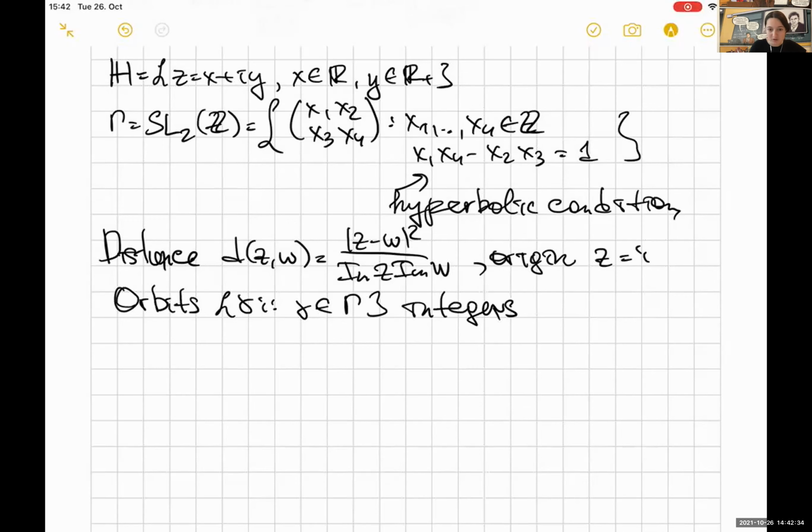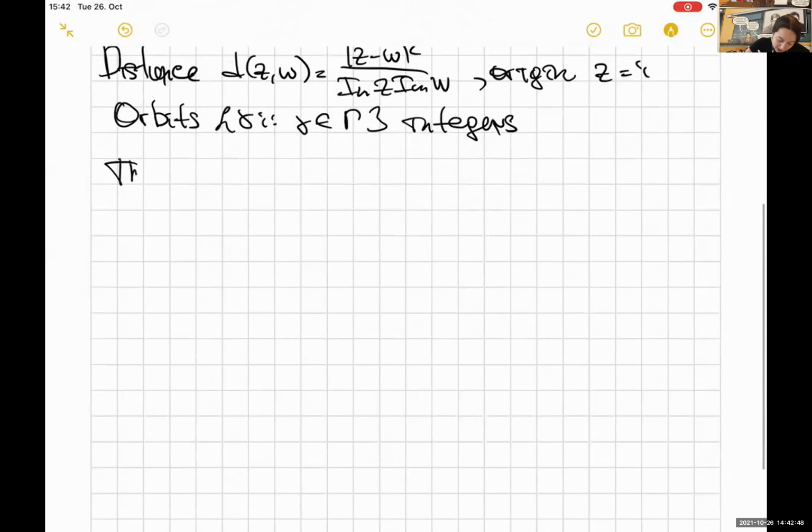Okay, so let me state the theorem in its first shape, and then I will reformulate it in a more convenient shape. This shape is more or less geometric. This is the main result that I would like to talk about today.